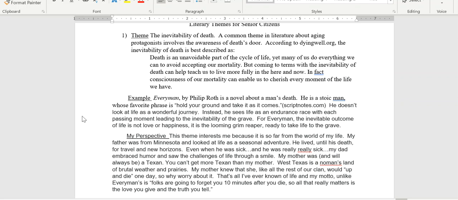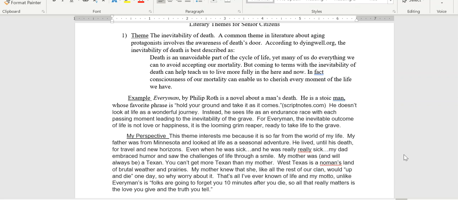And then the last part of my answer is my perspective. And I wrote, this theme interests me because it is so far from the world of my life. My father was from Minnesota and looked at life as a seasonal adventure. He lived until his death for travel and new horizons, even when he was sick, and he was really, really sick. My dad embraced humor and saw the challenges of life through a smile.